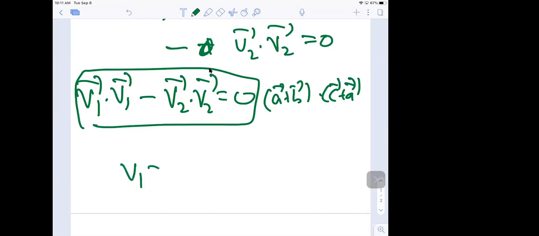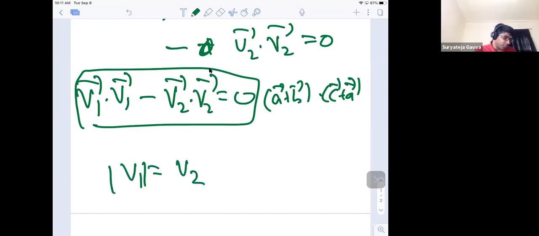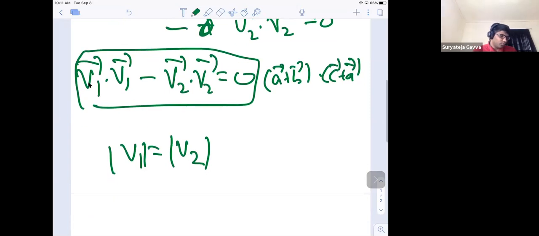So that means the length of V1 equals the length of V2, because V1 dot V1 is nothing but the length of V1 squared. Someone else has a question. I'll do your question after this, please stay around for some time. V2 dot V2 is the length of V2 squared. So the length of V1 equals the length of V2.